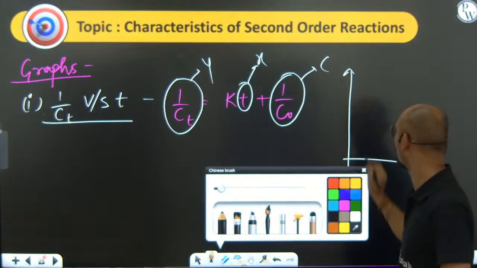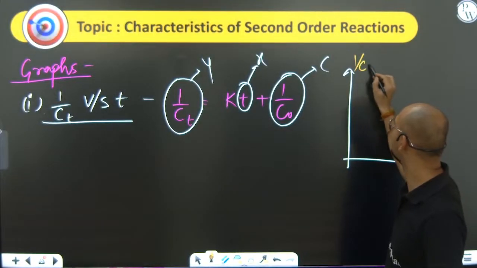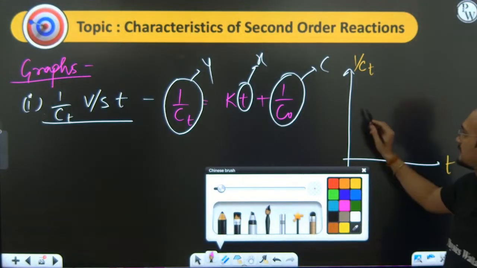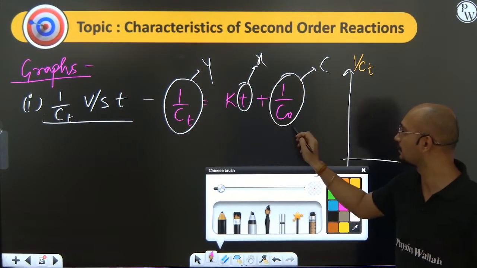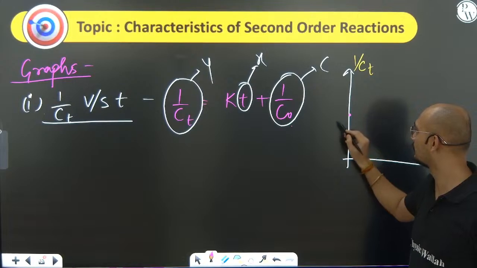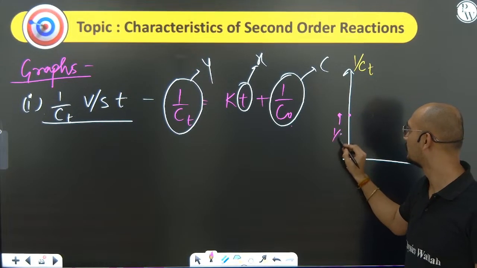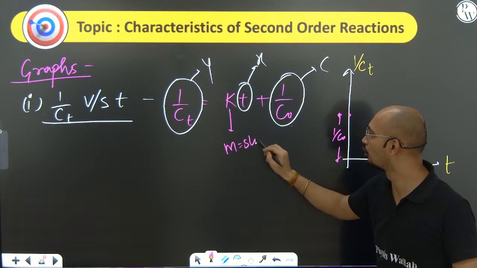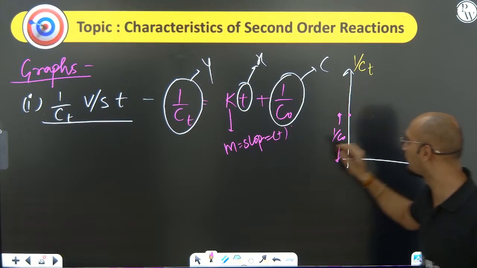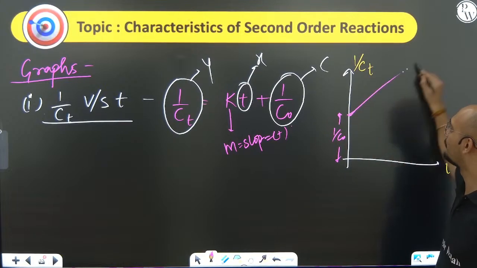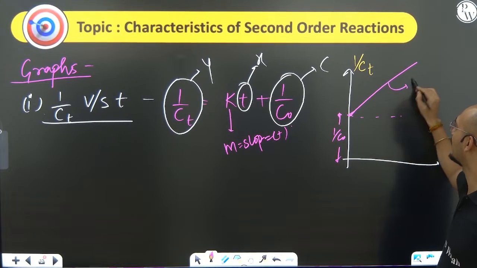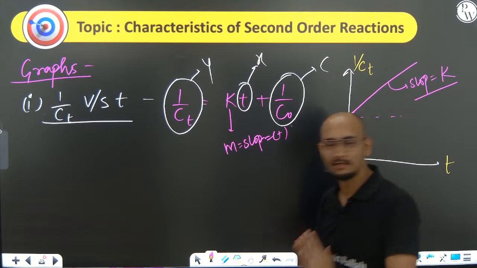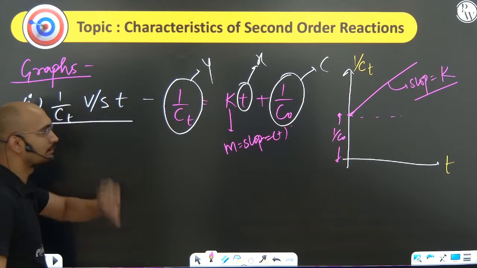Can you not see? It is 1 by Ct versus time. Y equals mx plus c with the c value positive, it will start, let's say, at 1 by C naught. Acha, is m positive or negative? M, that is the slope, that is also positive. If it is positive, then going up or going down? Going up. Acha, what is this m? I hope you can see that the slope will be equal to k. Any doubt? I think it is not doubtful at all. So ye ho gaya aapka graph 1 by Ct versus time.